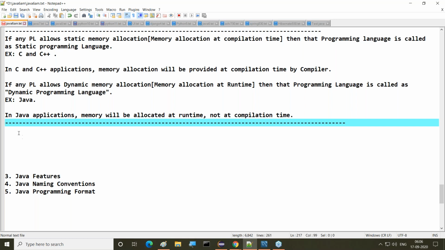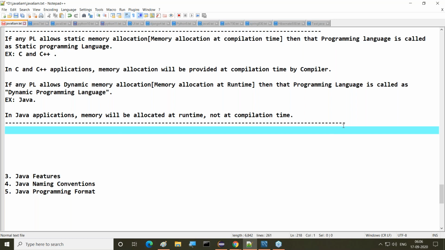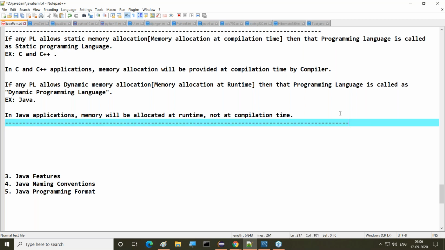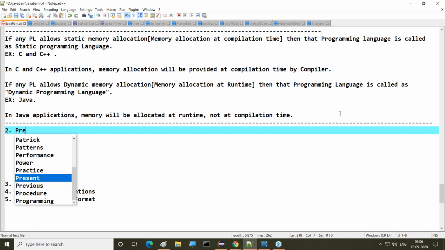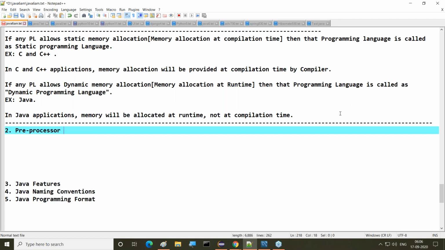Now the second difference. Today we are going to understand the second and important difference, that is the preprocessor.